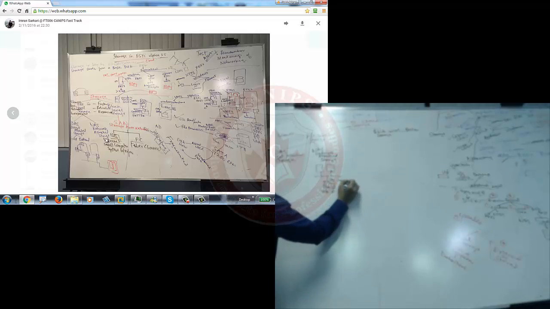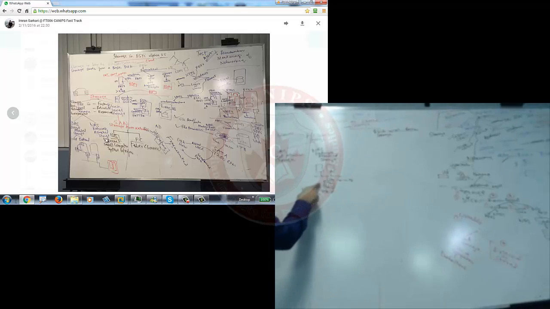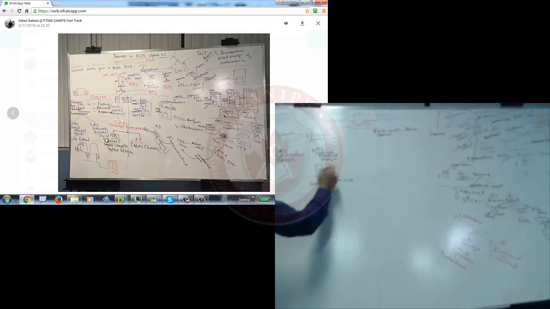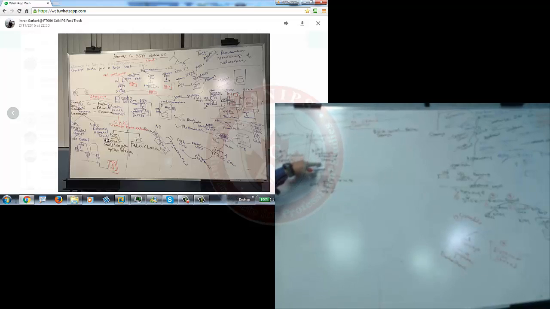Let's say this is 98. So this storage is a NAS. These both machines can access it over the network. This is why it is known as network attached storage.